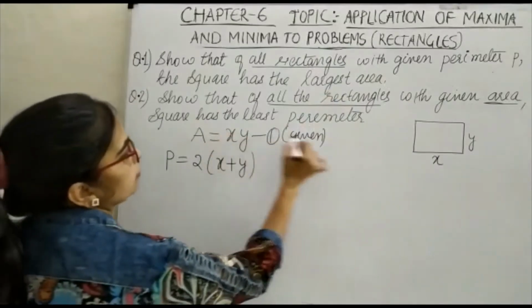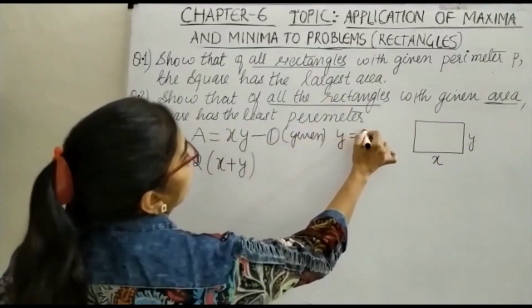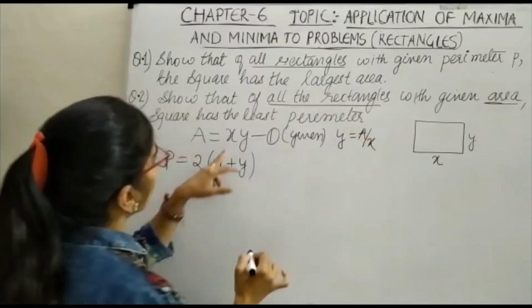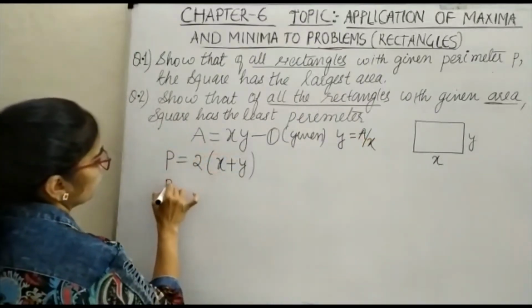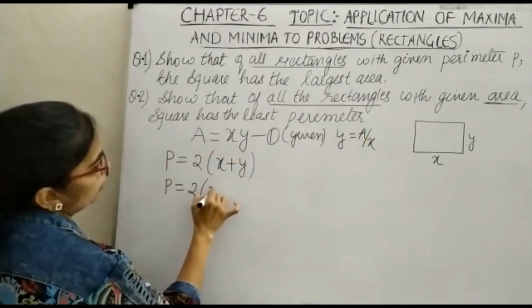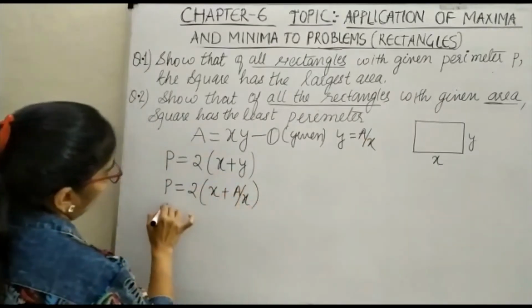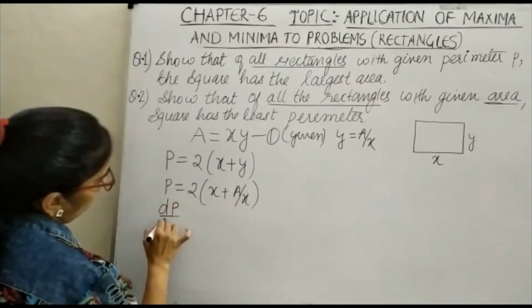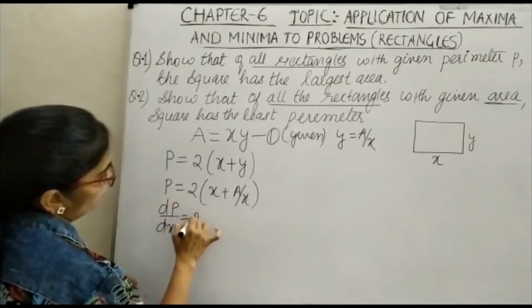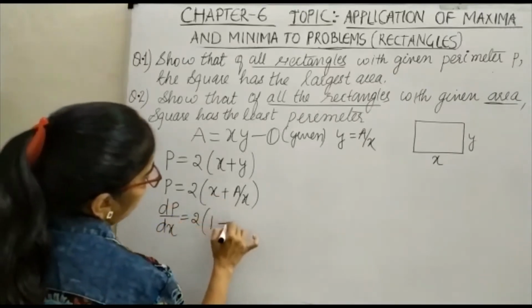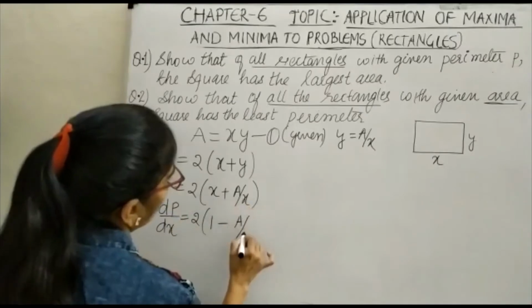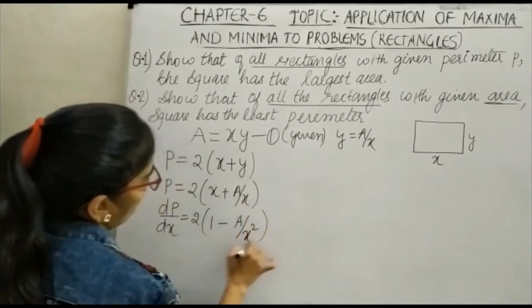सबसे पहले हम यहाँ से y की वैल्यू निकाल लेते हैं. y की वैल्यू यहाँ से क्या हो जाएगी? a upon x. Keep it here. That is p, 2x plus a upon x. Now when we find out the first derivative dp upon dx, this is equal to 2x का आपका 1 minus a upon x square.